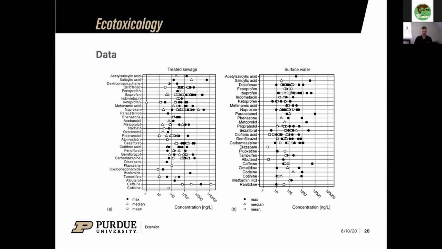So what you're seeing here is some data that underscores that. You're seeing a variety of different types of these pharmaceuticals on the y-axis here in both cases. This is treated sewage on the left, so just coming directly out of a treatment plant. And this is surface water, usually some ways down from those treatment plants. And what you're seeing here is the concentration. To put this in context, 1,000 nanograms per liter here is equivalent to a part per billion. So we're seeing anywhere from 1 to 10 parts per billion very frequently in many of these systems.